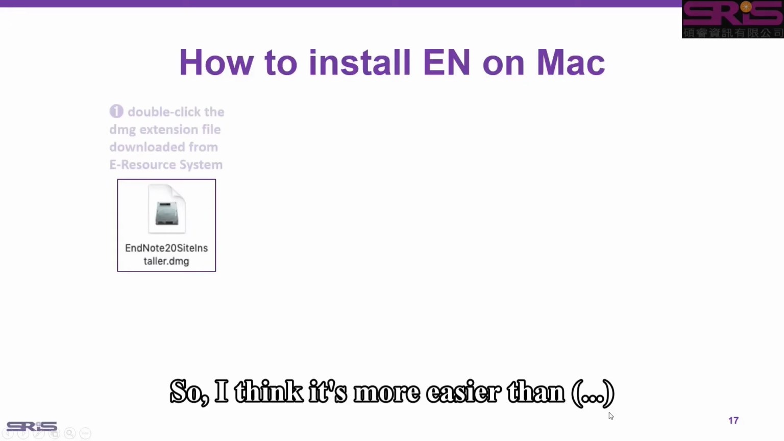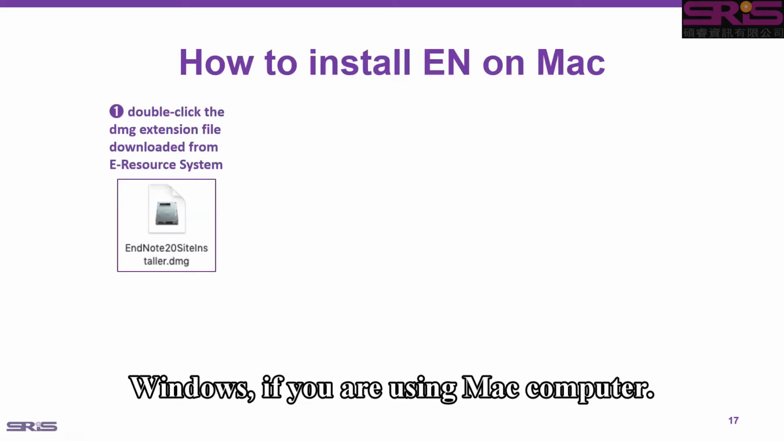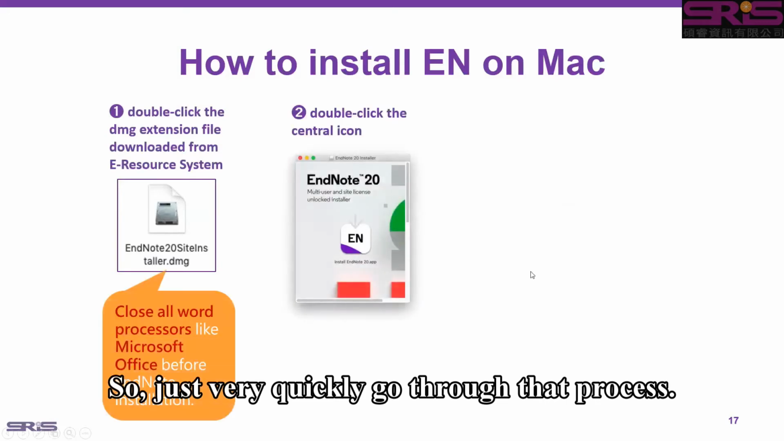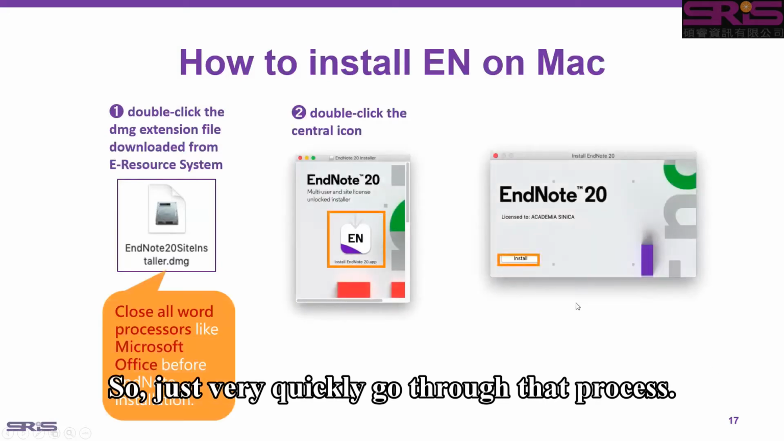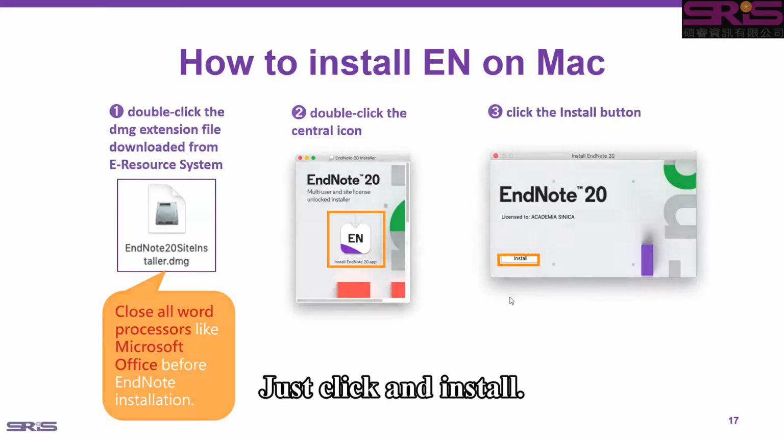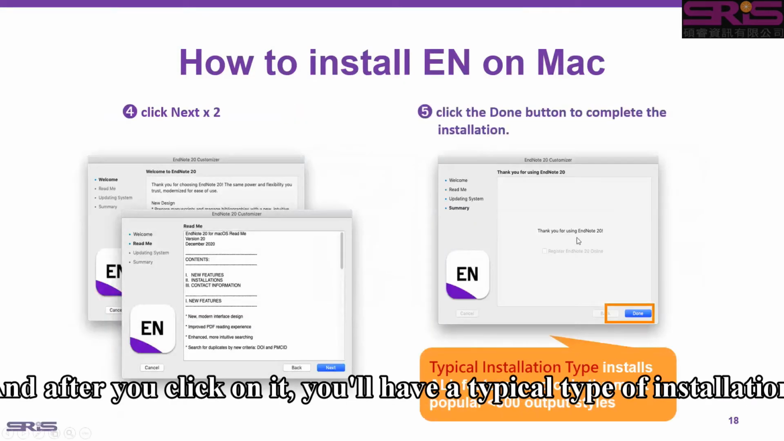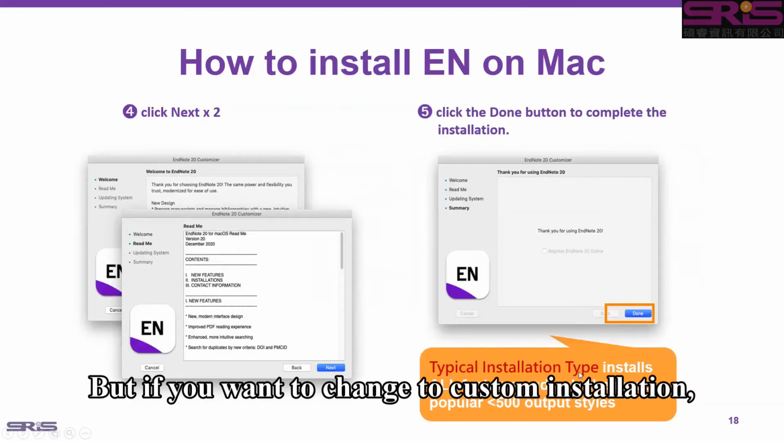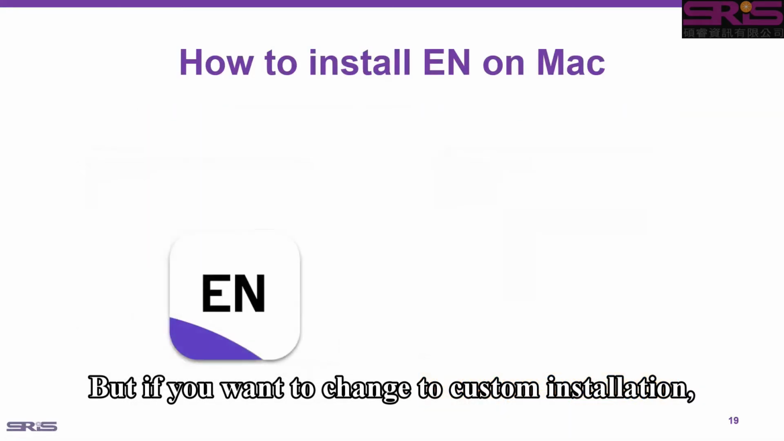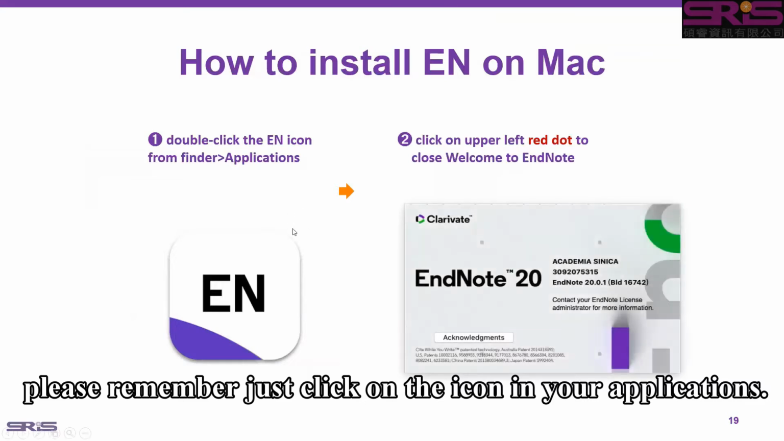So I think it's easier than Windows if you are using a Mac computer. So just very quickly go through the process. Just click and install. And after you click on done, you have a typical type of installation. But if you want to change to custom installation, please remember just click on the icon in your applications.